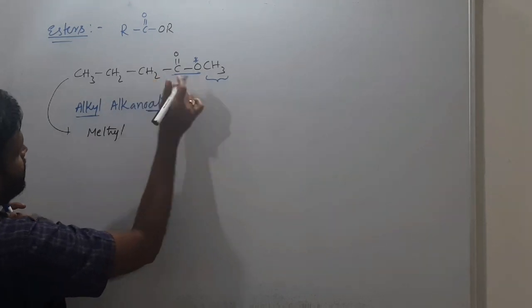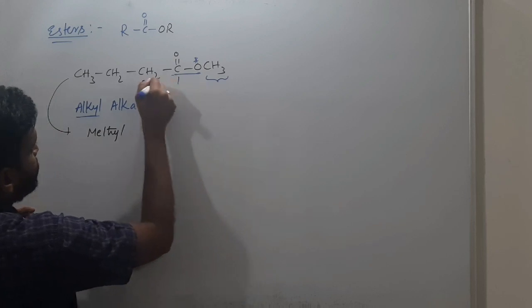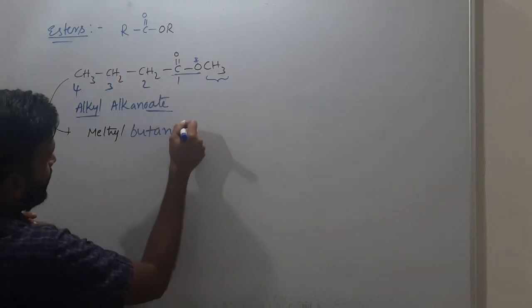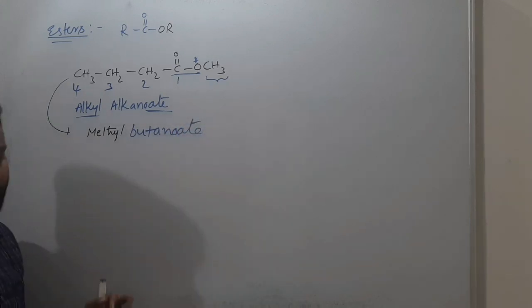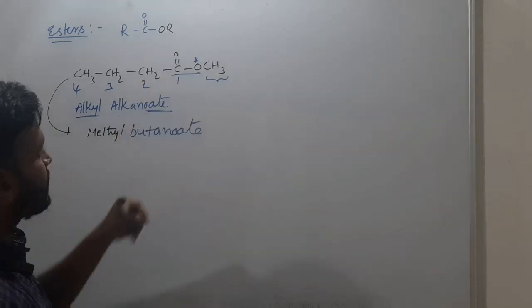How many carbons? One, okay, 2, 3, 4 carbons. So butanoate. Methyl butanoate, because this methyl group is attached to oxygen.